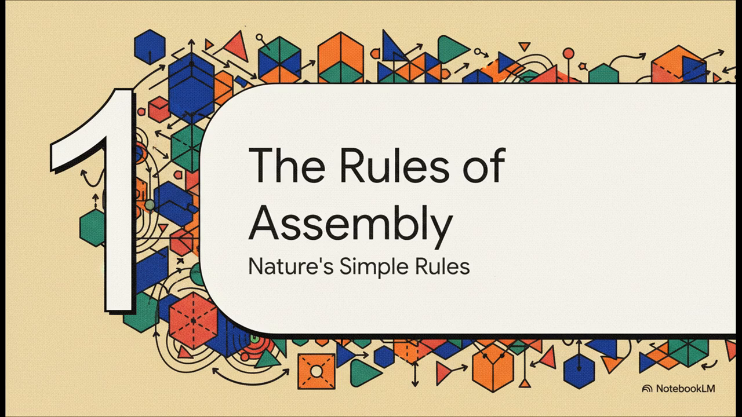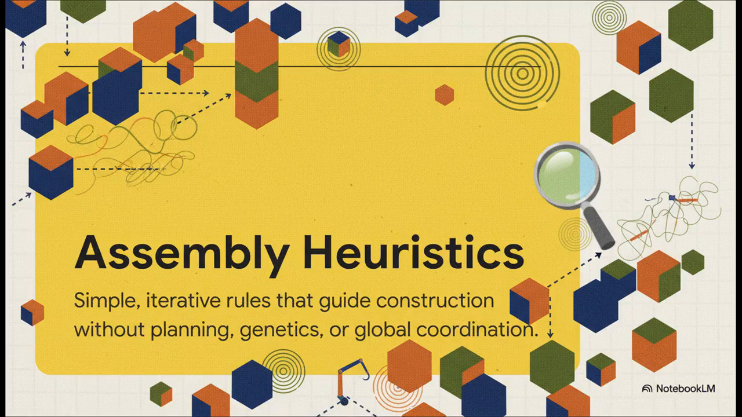So, forget everything you know about complicated blueprints. Instead, think of these as nature's simple little recipes, just basic instructions that pop up naturally from the laws of physics and chemistry. Okay, so what in the world are they? Well, assembly heuristics are just simple, repeating rules that guide how something gets built, one step at a time. The really key thing here is what they don't need. There's no foresight, no master plan, and definitely no genetic code. It's all happening at the most local level you can imagine. Each little piece only knows what to do next, not what the final thing is supposed to look like.